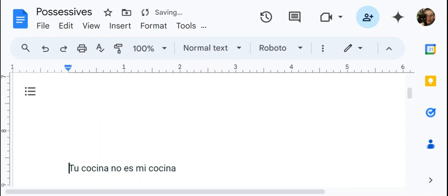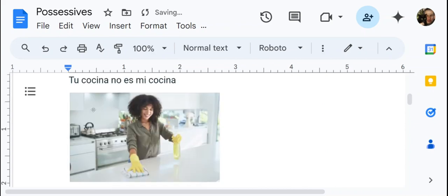When you're talking about your, and you're not talking to a supervisor or a stranger, you can use tu. Like, your kitchen is not my kitchen. We have the singular my and the singular tu. If this person was a stranger, we would use su. But let's say this person is a friend or a family member, we use tu.